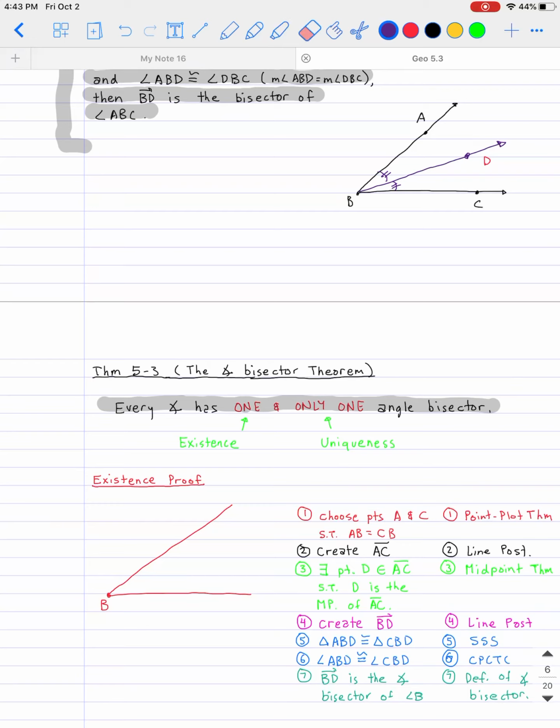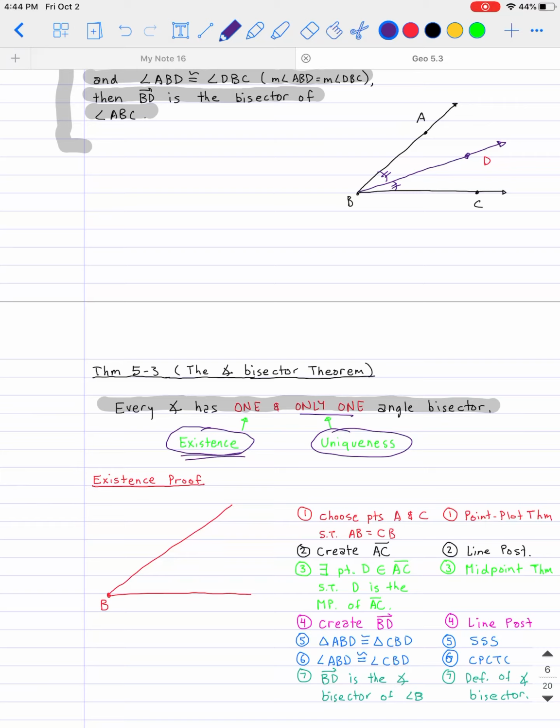Earlier, I was saying that this is what is known as an existence and uniqueness proof. Here's how that works. The idea of existence is that I need to show that there is at least one. In the part of the theorem which says that every angle has one, I'm showing that it's there, it's somewhere. Could be one, could be two, could be five, could be more, but at least one is there. Then the words only one show uniqueness, meaning that there is exactly one of these angle bisectors and no more.